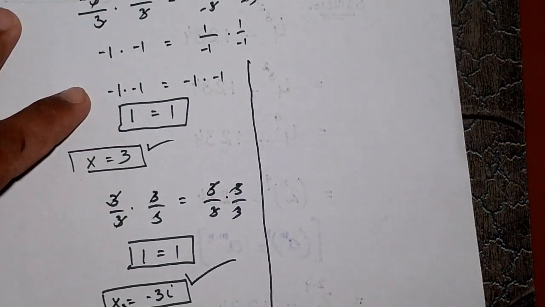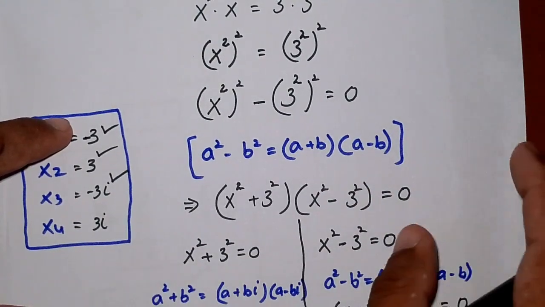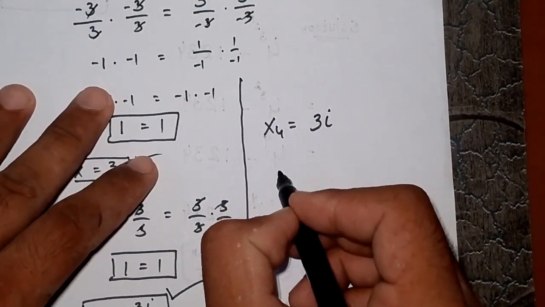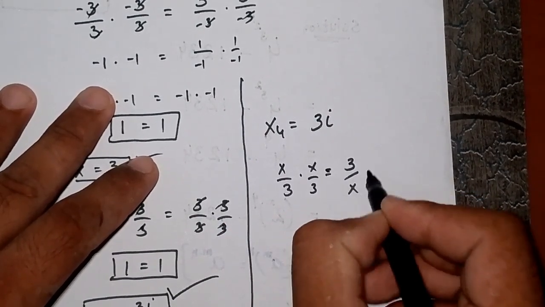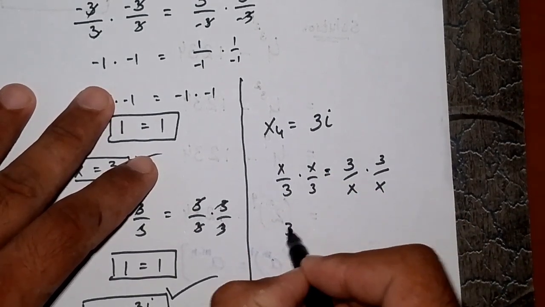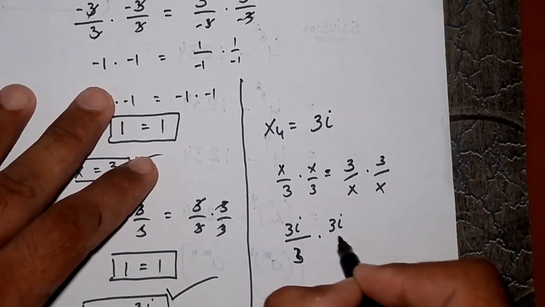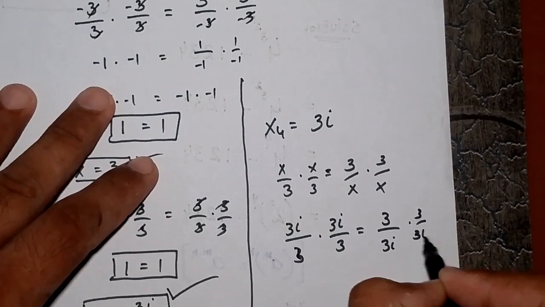Now we have to put the value of x4. x4 is equal to 3i. So here x4 is equal to 3i, and the equation is x over 3 times x over 3, which is equal to 3 over x times 3 over x. So we have to put the value of x4, that is 3i. So 3i over 3 times 3i over 3, which is equal to 3 over 3i times 3 over 3i.